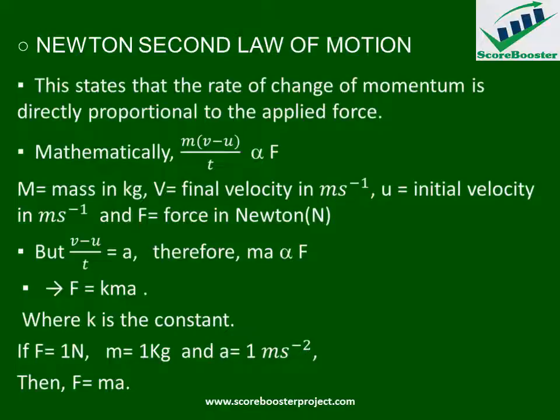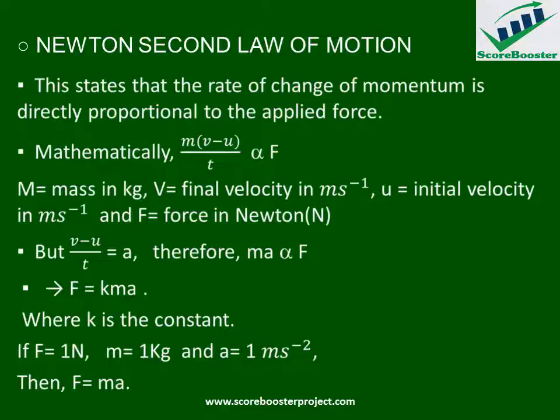If you can recollect from our first video, where we derived the definition of acceleration, we said acceleration is change in velocity over time, which is acceleration a equals (v − u)/t. Therefore, if we substitute a for (v − u)/t under this Newton's second law of motion, then we are going to have ma is directly proportional to force F. If we introduce a constant of proportionality, then F will be equal to kma, where k is the constant.